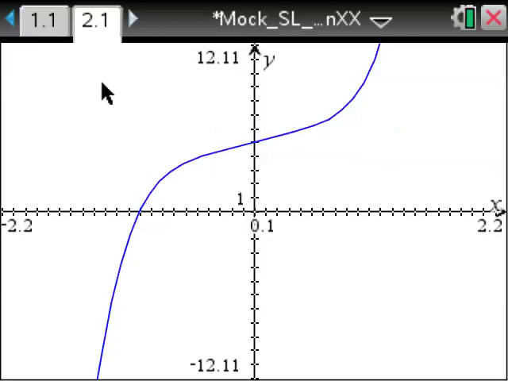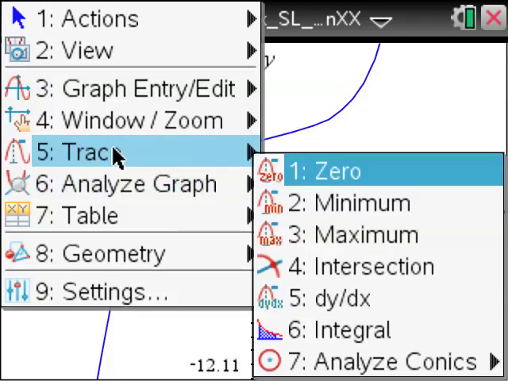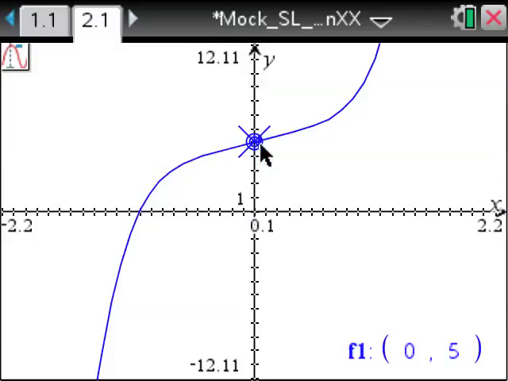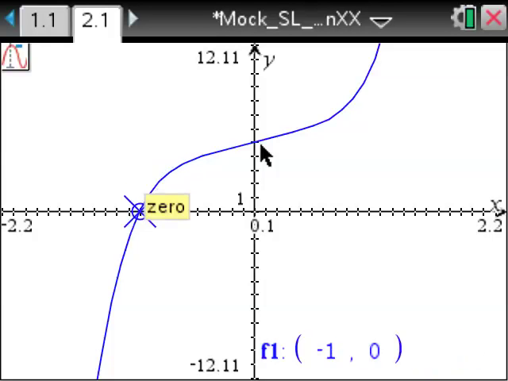So what I can do is go menu, trace, and graph trace, and I can see straight away that the point (0, 5) is where we started. Now I can go left, left, left, left, left and scroll on down and find the coordinates of P, which seem to be (-1, 0). So easily enough I get the two values which we're going to need for part A and part B.